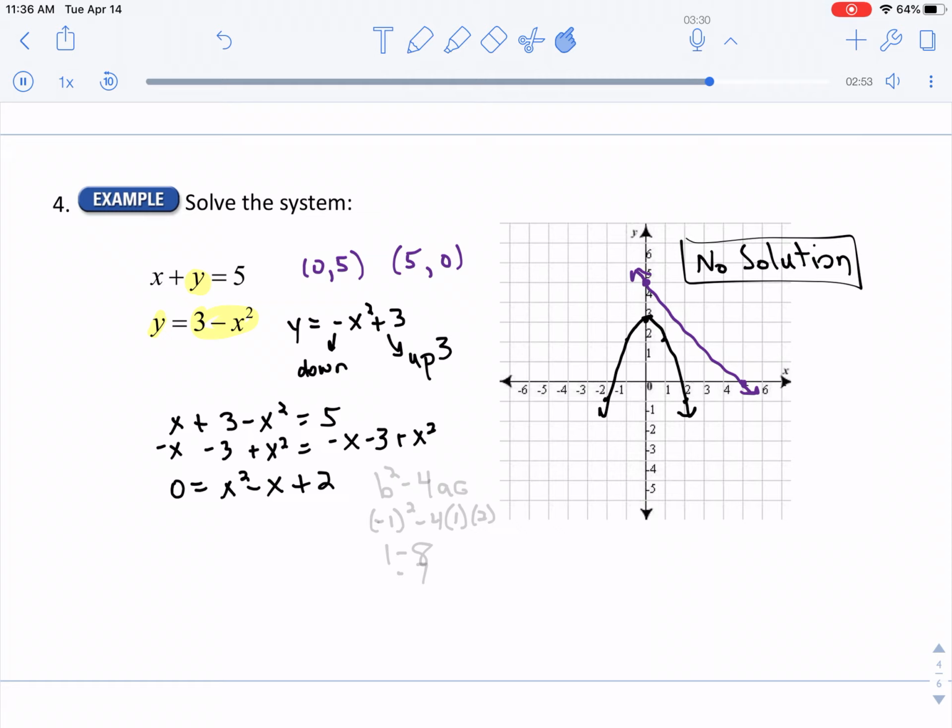But before I do the quadratic, I'm going to check that discriminant. Remember the b squared minus 4ac. So b is a negative 1, so I get negative 1 squared minus 4 times a, which is 1, times c, which is 2. And I get a 1 minus 8, which gives me a negative 7. That means that this is an imaginary number, and we're in a real number system, which is why algebraically there's no solution.